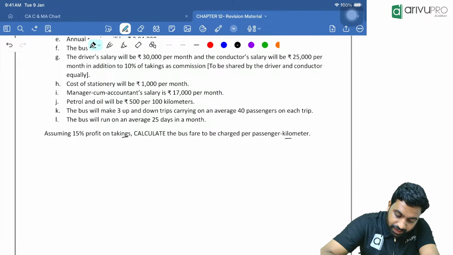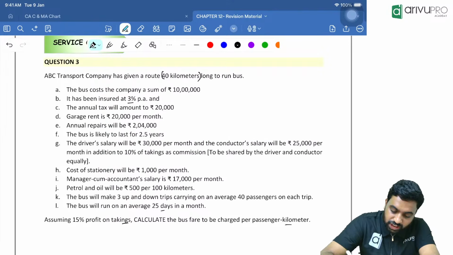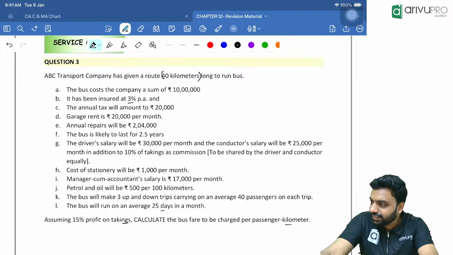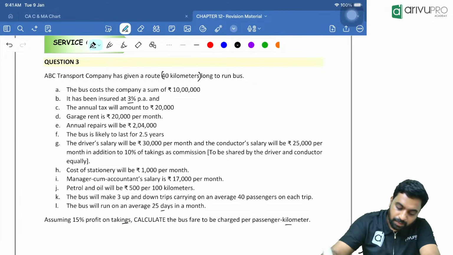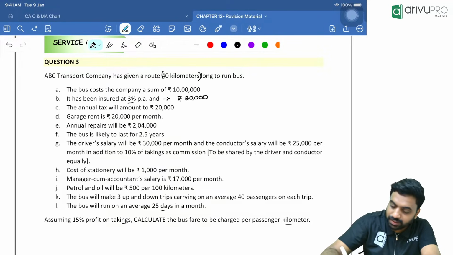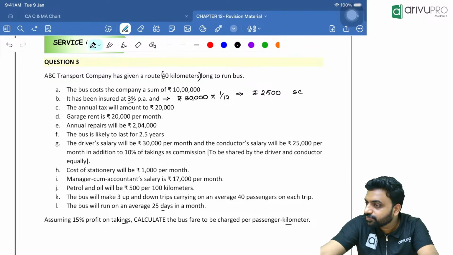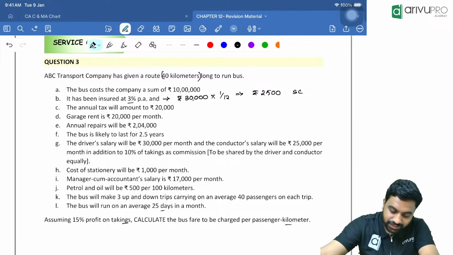The bus will run on an average 25 days in a month. So they have given that for the depreciation computation. Other information is not there, so let it be. When information comes, we'll come back. But before that, insurance is there. 3% per annum they are telling, which is going to be 30,000. But that is per annum. For 1 by 12 it will be 2,500. This is your standing charges.